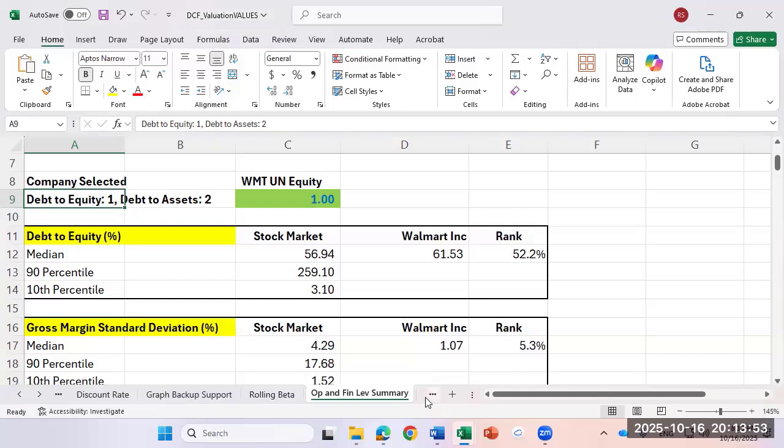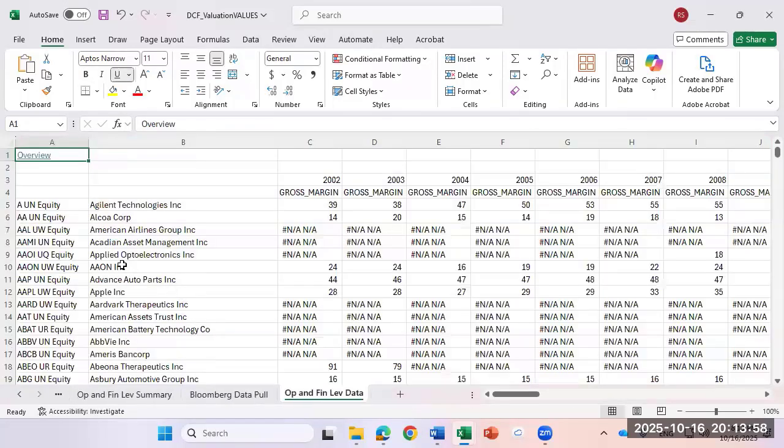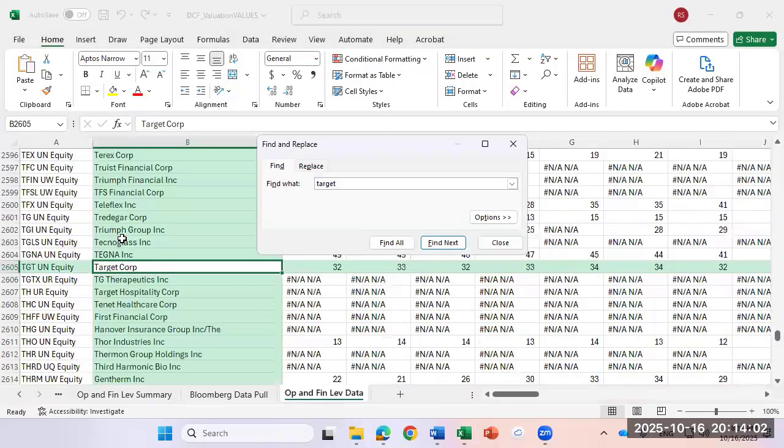So first step you do is go find your company on the next page or wherever that is. Go find your company. So let's do Target. There's Target. They're on line 2605.